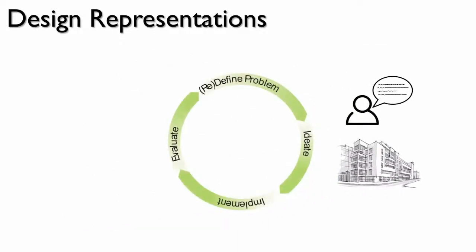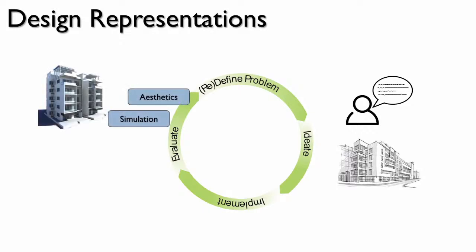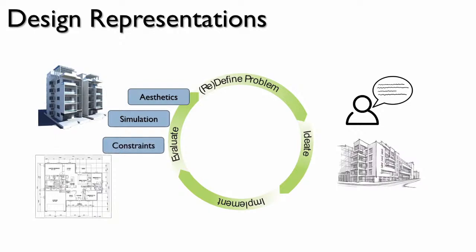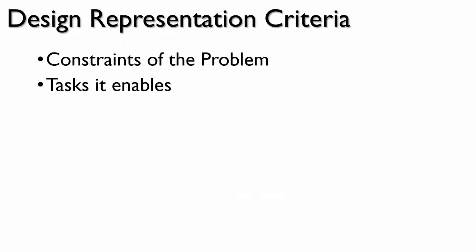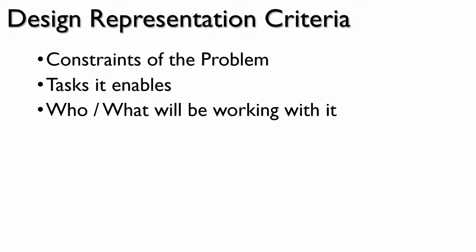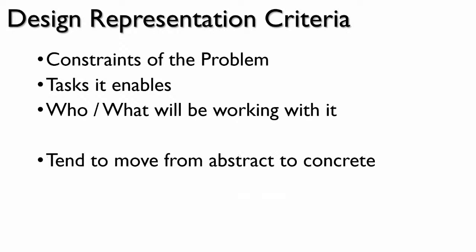And multiple of these representations will appear within the same design iteration. Oftentimes in one iteration of design, you'll start with a less concrete idea, like maybe some words about it or a simple sketch. And then as you try to evaluate things, maybe you want to do some simulation or some aesthetic rendering, or evaluate some constraints for the planning department, you need to realize it more concretely to be able to evaluate this metric. So when we're choosing a representation for design, we're going to evaluate what the constraints of the problem are, what task is enabled, and who or what will be working with the design format, and they're going to tend to move from abstract to concrete throughout the design process.